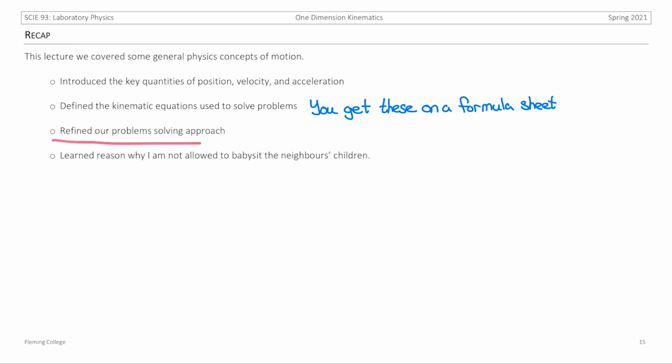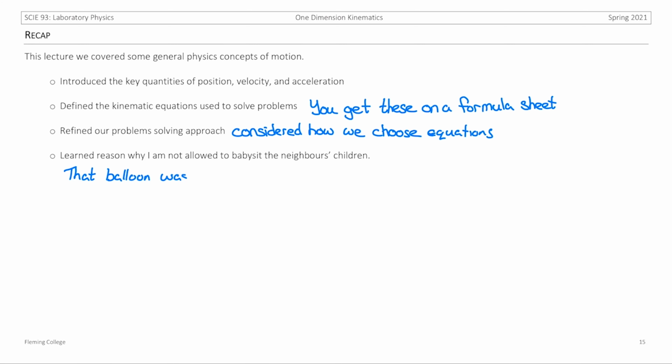We also refined our problem-solving approach, so we looked in more detail at that GRASS method and how it should appear when we're solving problems with it. And we looked at this in the context of considering how we choose equations. Remember, you're looking for one equation with one unknown, which means you're trying to pick the equation that has the thing you're looking for, and the only other variables are the ones that you are given in the problem. And the last thing we considered after solving examples was we may have realized the reason why I'm not allowed to babysit my neighbor's kids anymore. After all, that water balloon was traveling about 41 kilometers per hour.